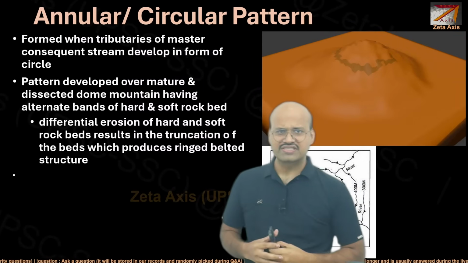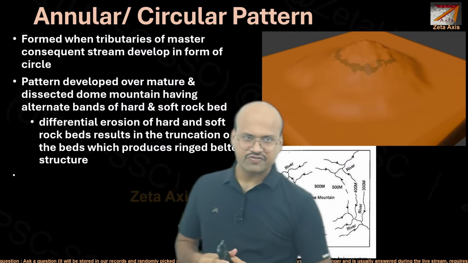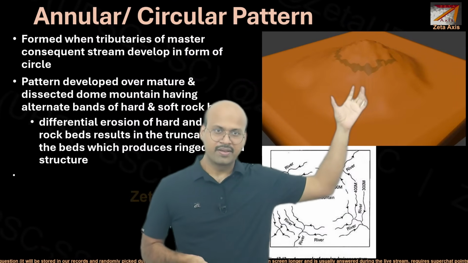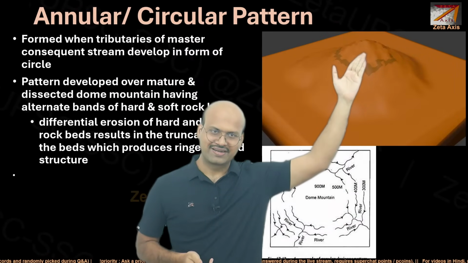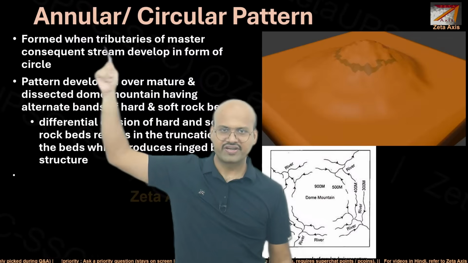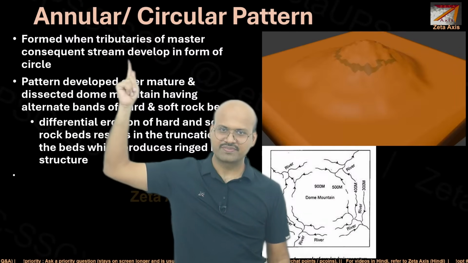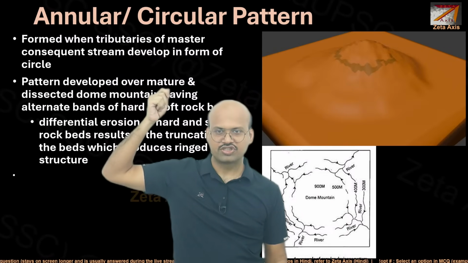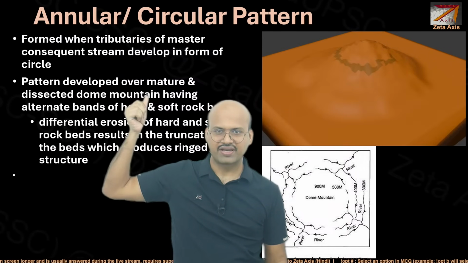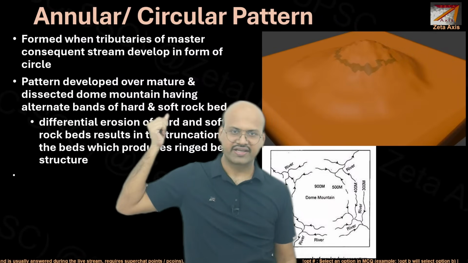Now annular or circular pattern. Now this is formed on hills, but here what happens is that there is a central stream which flows down the slope. It is formed when tributaries of the master consequent stream develop in the form of circles. The pattern is developed over a mature and dissected dome mountain having alternate bands of hard and soft rock beds.